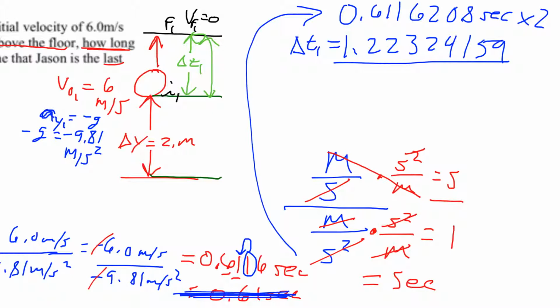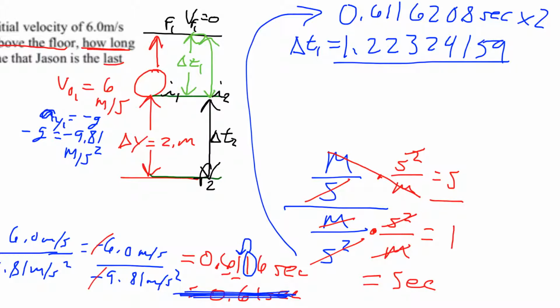Now let's figure out how long it takes to get from its starting position to the ground. To do that we need to pick some new points. We're going to say this is the initial position of trip 2, this is the final position of trip 2. So we're trying to figure out delta t of trip 2 now. Let's list what we know about trip 2.